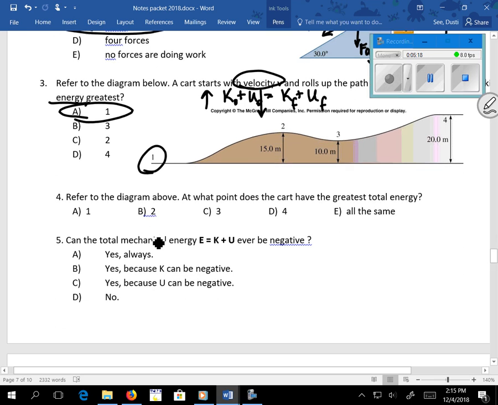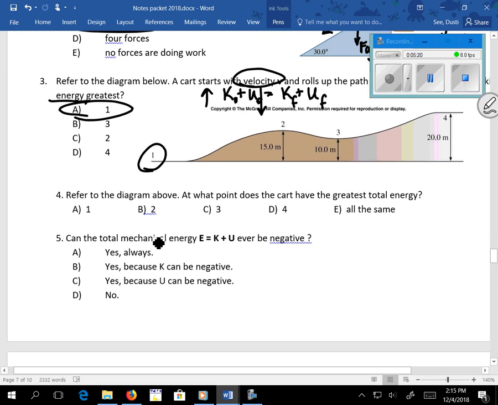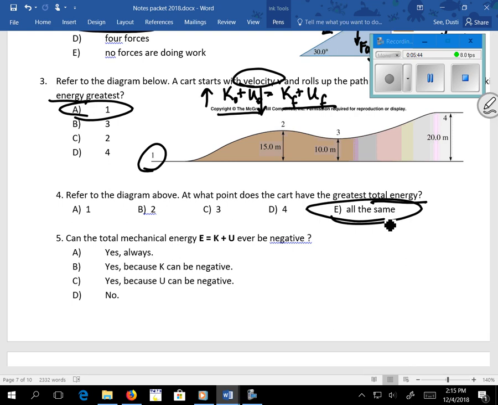Okay? So again, refer to the same diagram. At what point does it have the greatest total energy? Well, according to this, it should always be the same. By the law of conservation of energy, there are no non-conservative forces involved, so the total energy should be the same everywhere. Can the total mechanical energy ever be negative?